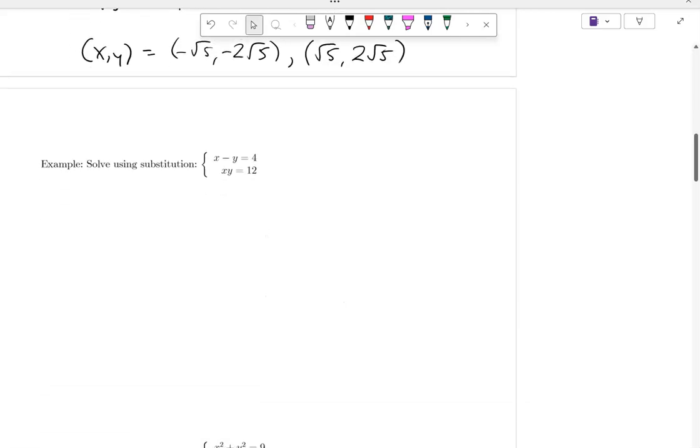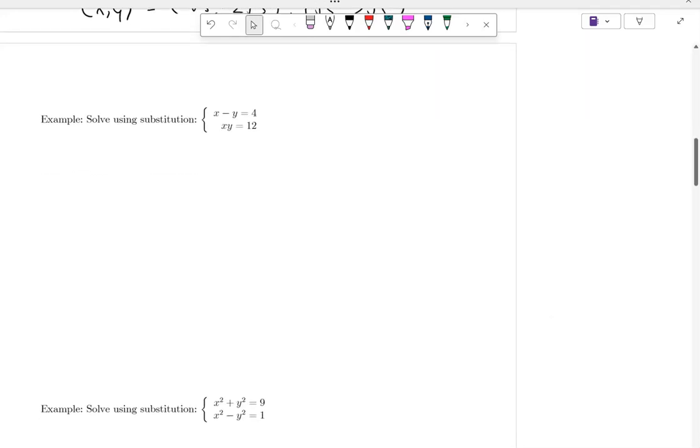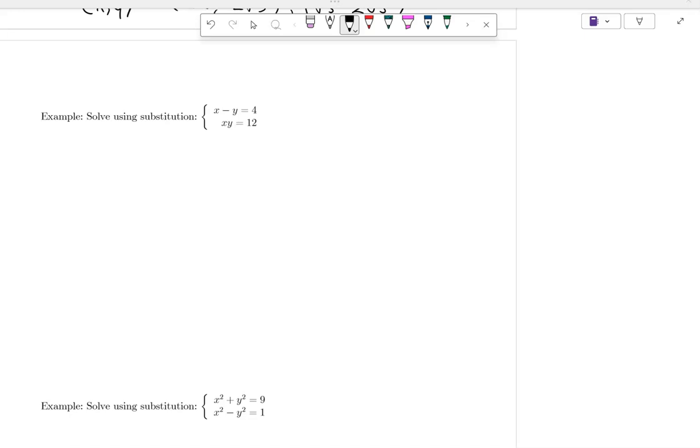Work on the next one for a minute and see if you can work through that one, and then we'll chat about it. Solve for x? Good. That's what I would have solved for too, right? Because it's easy just to add the y over to the other side, right? So you have x equals y plus 4. Good. We plug that in for x into the second equation, right? So you'd have y plus 4 times y equals 12.